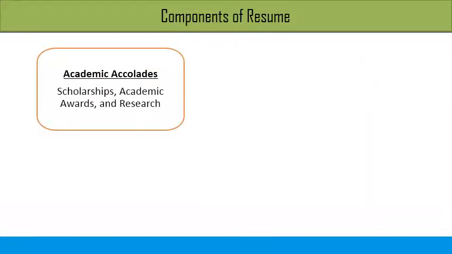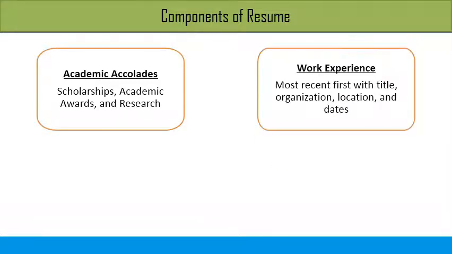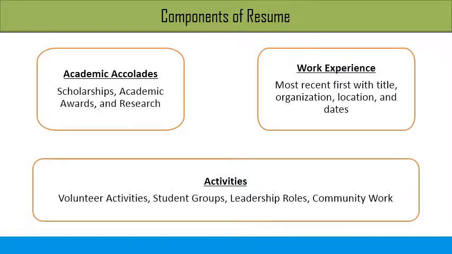Academic accolades. All your scholarship, academic awards and research will go into this section. Work experience. This is the most crucial section of your resume. It should have the title, organization, location and dates of your work experience in reverse chronological order. Don't worry if you are not understanding some of the terms here, because the next few sections are going to cover each and every component in detail.